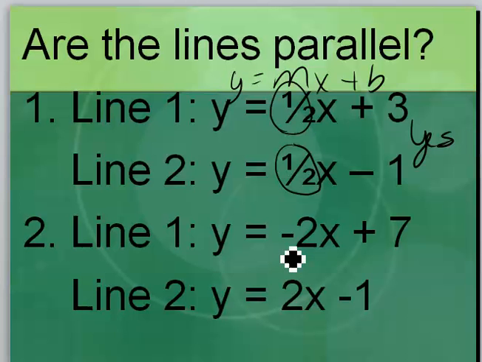Number 2, line 1 has a slope of -2. Line 2 has a slope of +2. Because one is negative and one is positive, these are not parallel.